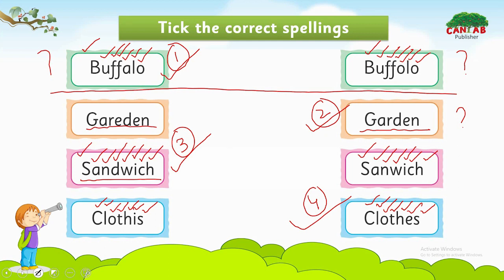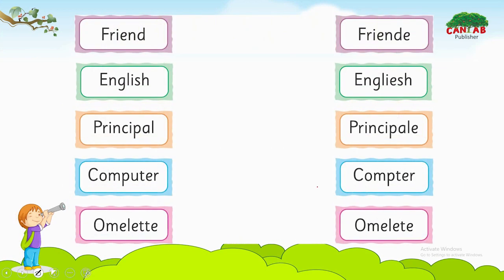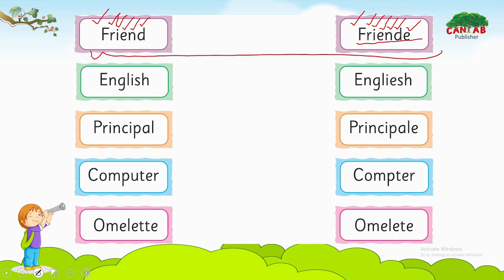Now, next, the options are bigger and you have to do it. Which one of the answers is the best one or the accurate one? F-R-I-E-N-D, friend. And the second option is F-R-I-E-N-D-E, friende. So the right one is friend. The first option is the right one.